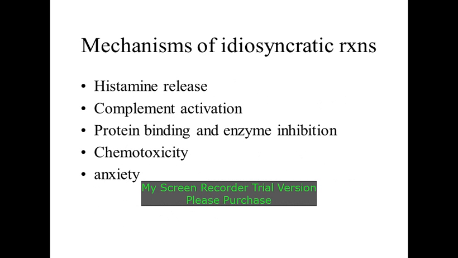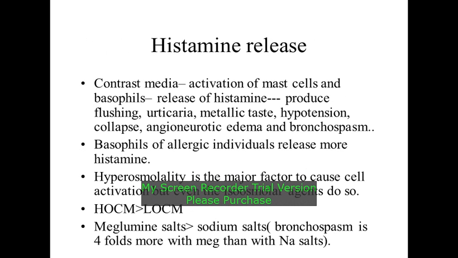Mechanisms of idiosyncratic reactions: histamine release, complement activation, protein binding and enzyme inhibition, chemotoxicity, and anxiety. Histamine release: contrast media causes activation of mast cells and basophils, which release histamines and produce flushing, urticaria, metallic taste, hypotension, collapse, angioneurotic edema, and bronchospasm. Basophils of allergic individuals release more histamine.